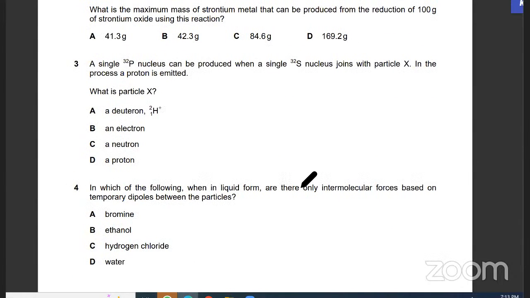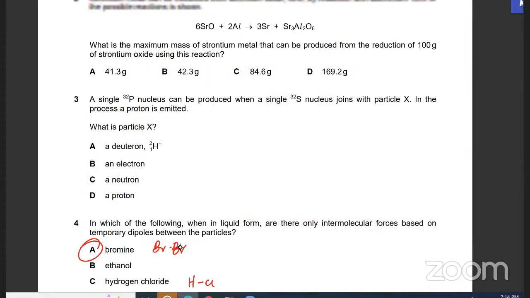In which of the following, when in liquid form, are there only intermolecular forces based on temporary dipole? Temporary dipole, that's van der Waals forces, right? So who's got van der Waals forces only? A, bromine. Yeah, that's non-polar, so that's bromine. What about the other ones? What intermolecular force does ethanol have? The strongest one, hydrogen bonding. You've got HCl. What does HCl have? Permanent dipole. Water also has hydrogen bonding, right?